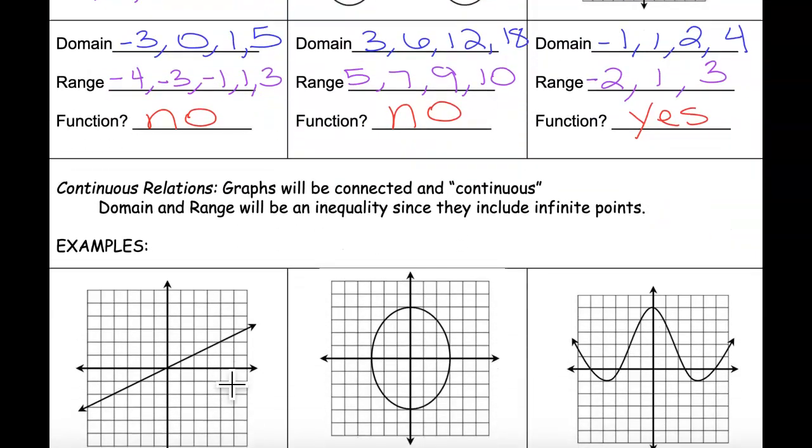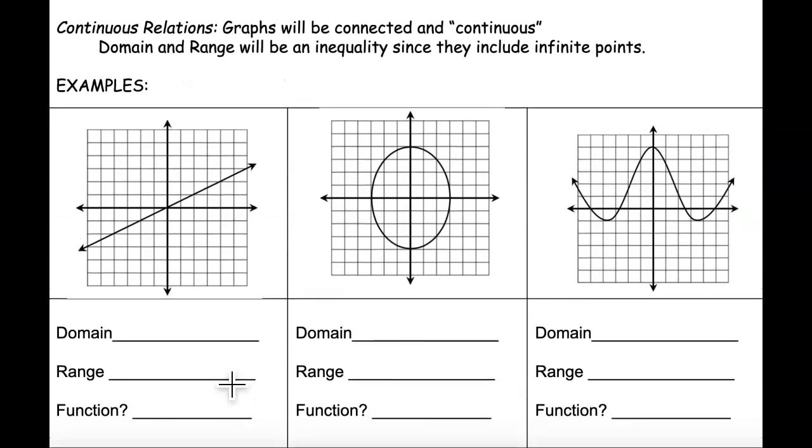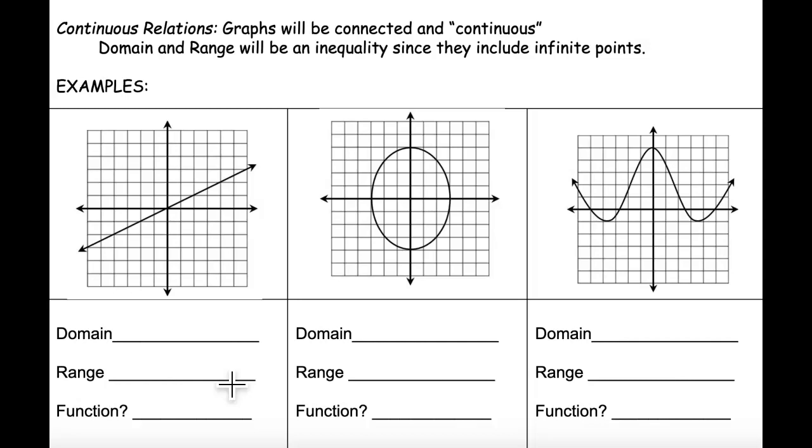When we have graphs that are continuous, where all the points are connected, domain and range are going to be inequalities because it includes every point in between those numbers, and so there's infinite points, we can't list them out. So we just list them as an inequality. But we still have to do the same thing. We're still going from smallest to largest.